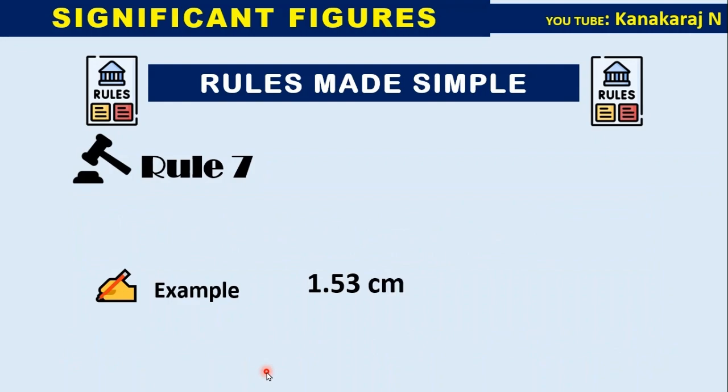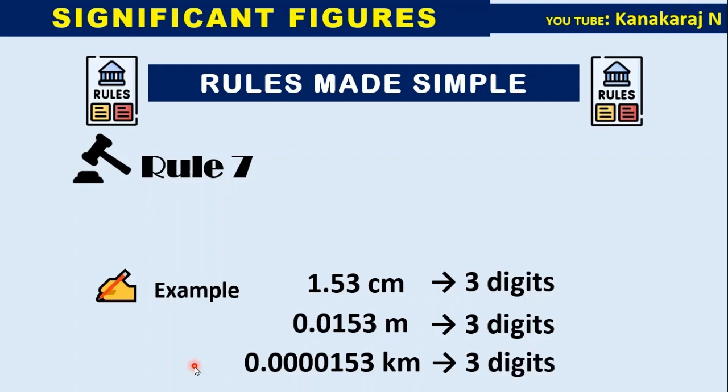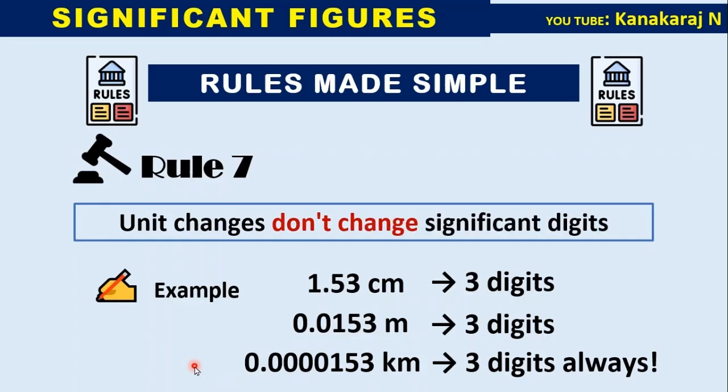Rule 7. 1.53 centimeter. It has 3 digits as significant figures. This is equal to 0.0153 meter. Here there is a change in unit. How many significant figures does it have? It only has 3 because the number is less than 1. The 0 after the decimal before non-zero digits is not significant. Similarly, we go with 0.000153 kilometer. How many significant figures does it have? 3. It's always 3. Unit changes don't change significant digits.